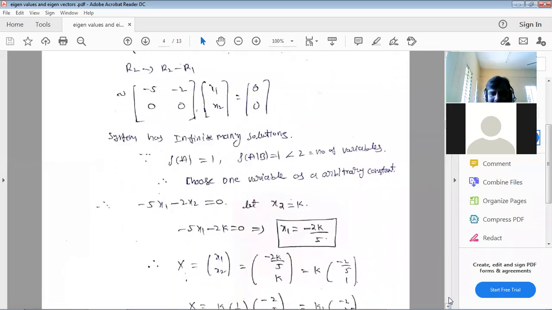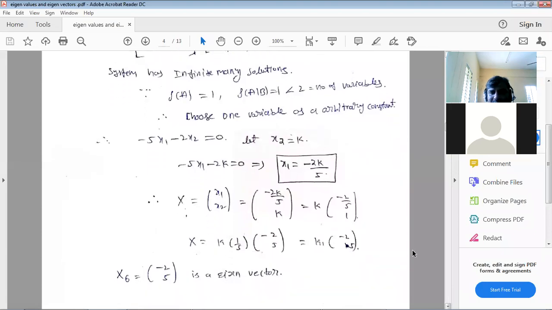Therefore, the eigenvector is minus 2 by 5 comma 1. Now I am avoiding the fractions, so you can take it, not a problem. In this vector, the fraction is 1 by 5. Taking 1 by 5 outside, the vector becomes minus 2 comma 5. This is also an eigenvector.